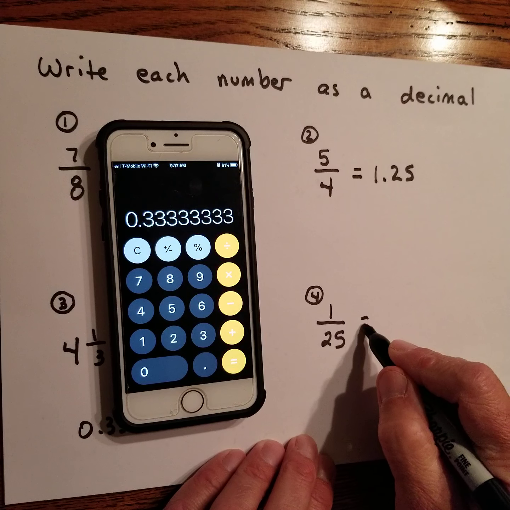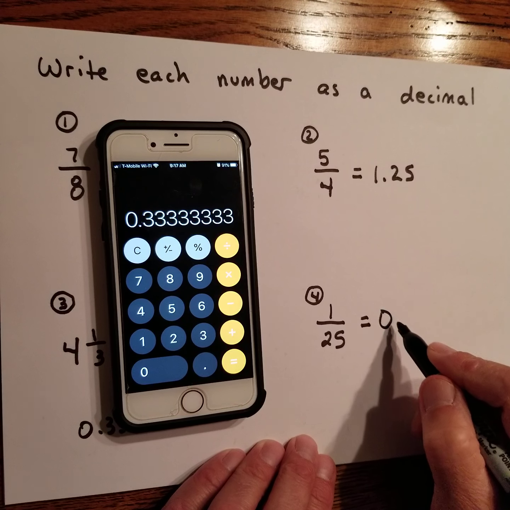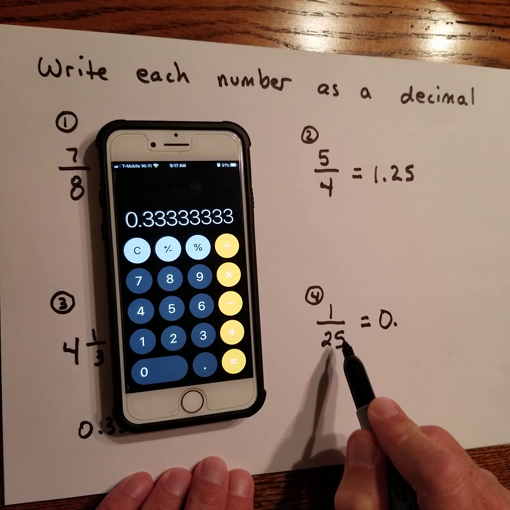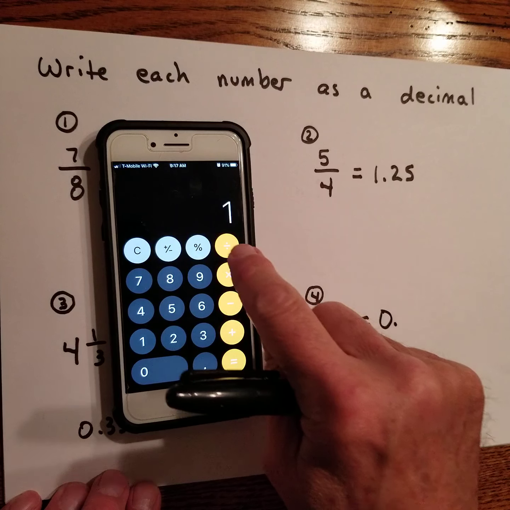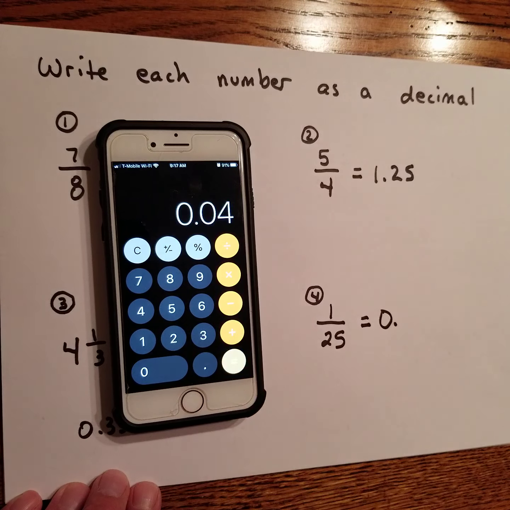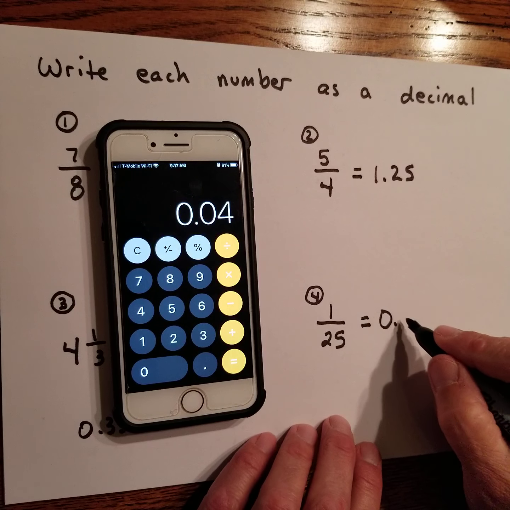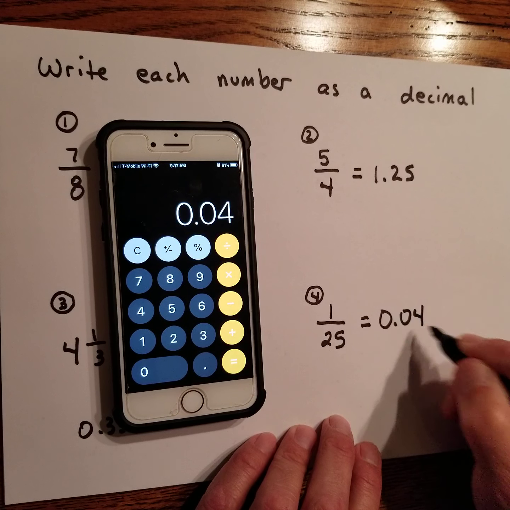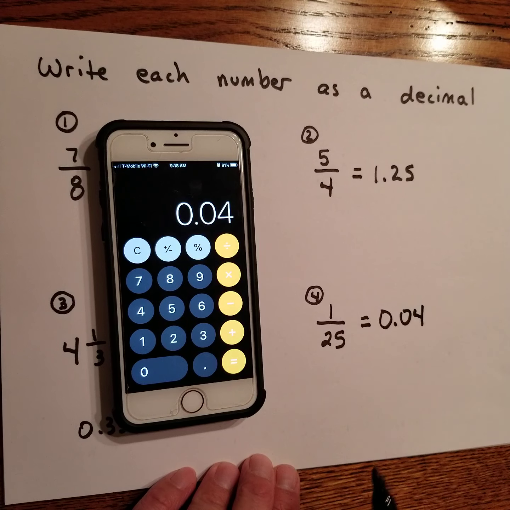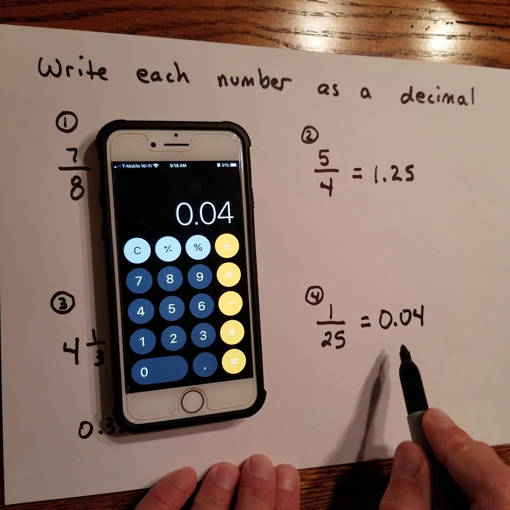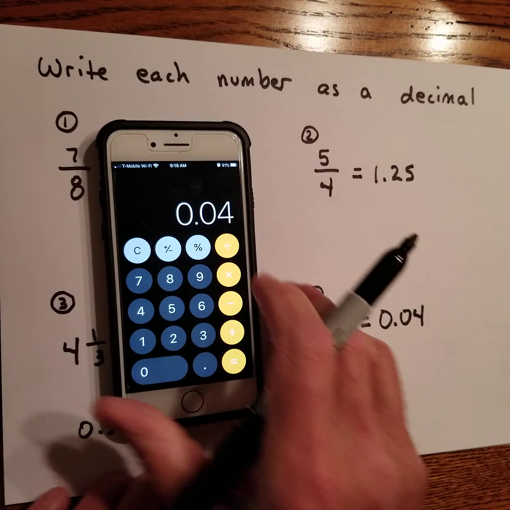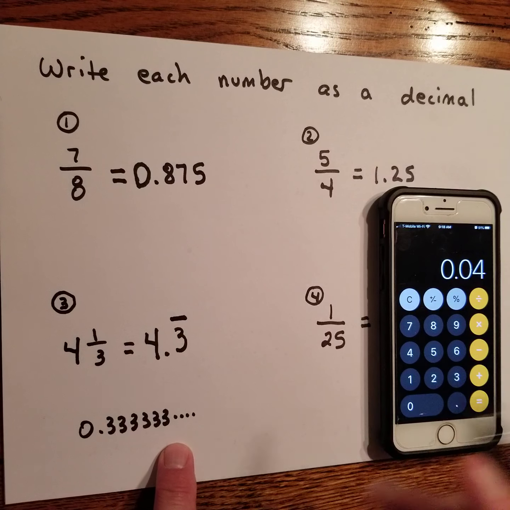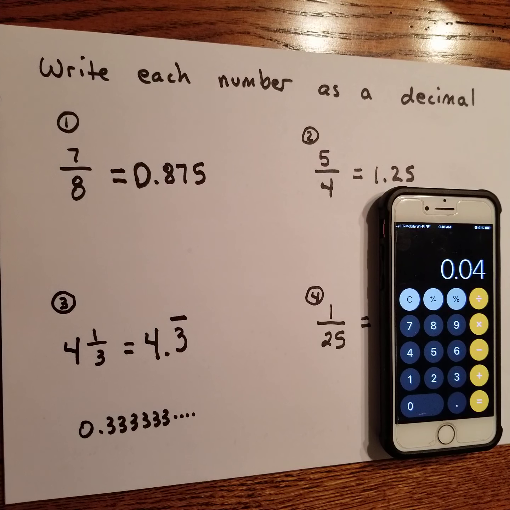For number 4, type in 1 divided by 25. 1 divided by 25 is 0.04. 1 over 25 is 0.04. See, when the decimal stops, we'll write the decimal just like that. When the decimal doesn't stop, that's when we use the bar.